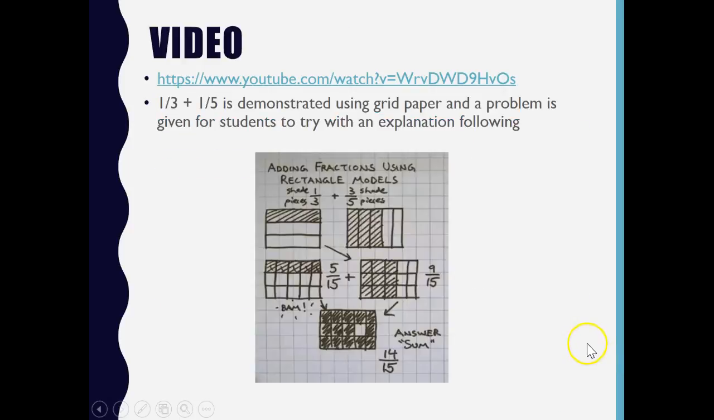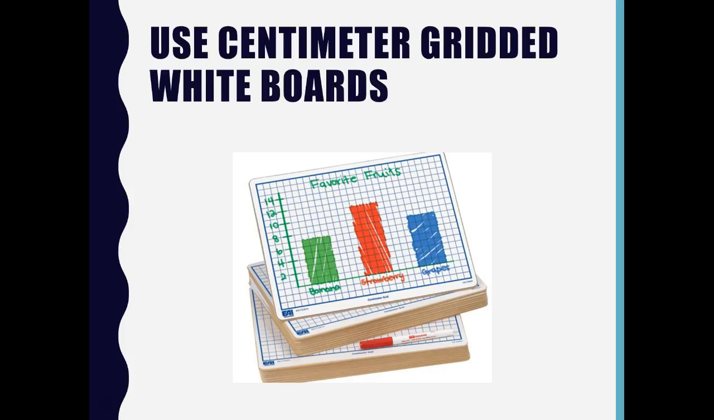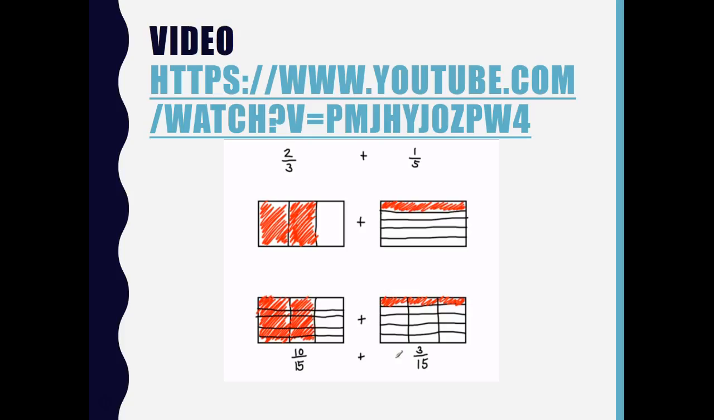And of course, grid paper. Since the kids have grid paper on STAR, they can use as much grid paper as they like. So here's an example where 1/3 plus 1/5 is demonstrated using grid paper, and then the gentleman gives you a problem for the kids to do, and then he comes back on and explains how you could get the answer using pictorial models. So instead of using grid paper, you can, don't forget to use the back of your whiteboards or send them in your gridded whiteboards so that the kids can use them frequently.